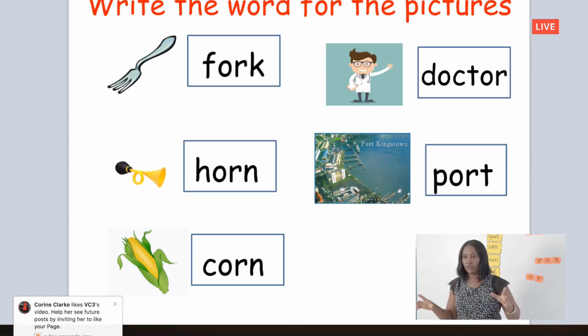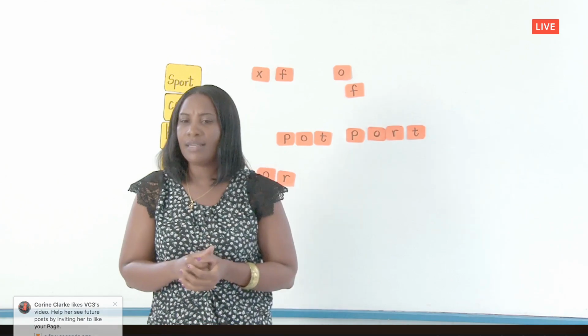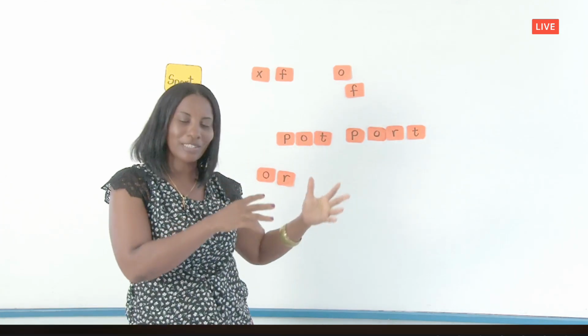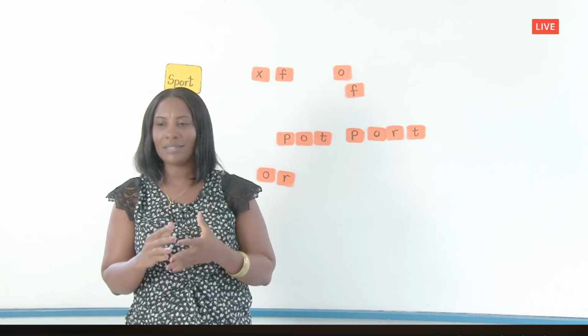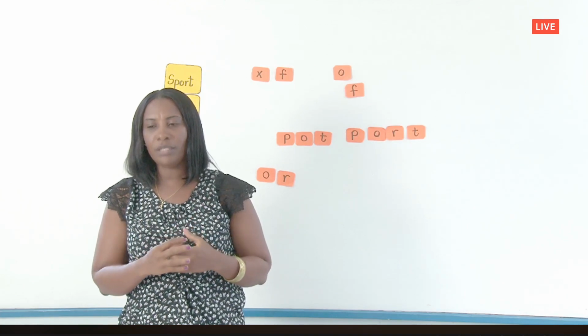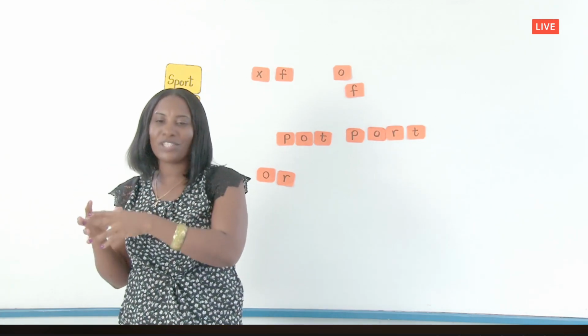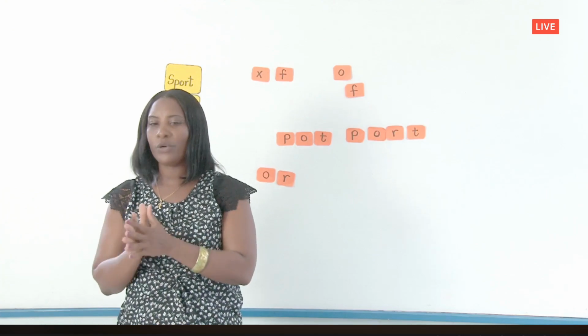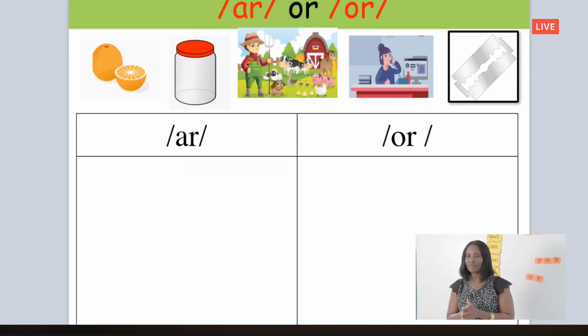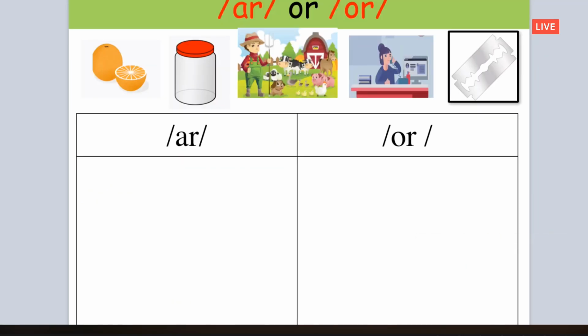Our last activity: now that you've learned the OR song in this lesson, and you have learned the AR song from the last lesson, you are going to help me sort or match AR and OR words correctly. To do this, we're going to read the word and then you're going to tell me which column to drop it in. So we're going to drag and we're going to drop.